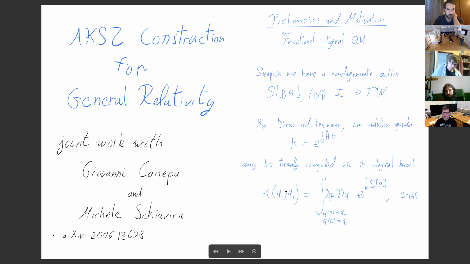The initial position and the final position appear as initial and final conditions for the q part of the path. So here, notice the mistake: the action depends also on q. Yeah, right? We want to integrate also over p.